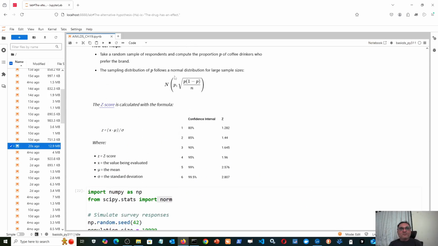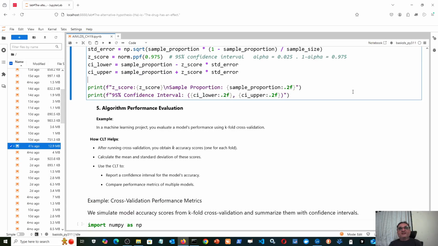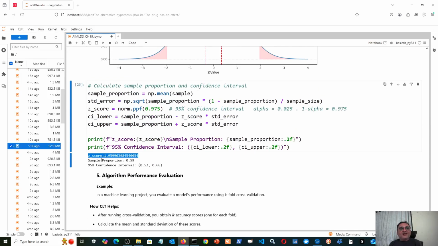So that means p plus z multiplied by this is the higher limit, and p minus z multiplied by this is the lower limit, right? If you do that, then you can find the upper and lower limits for the confidence interval. Then you can write the confidence interval also. So the z-score comes out to be 1.9599 only.